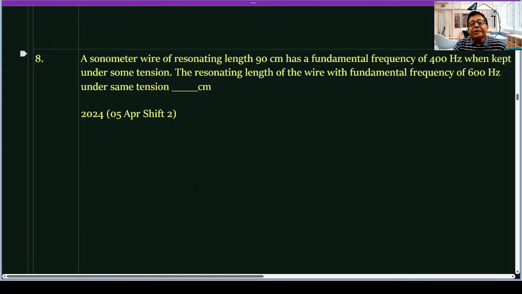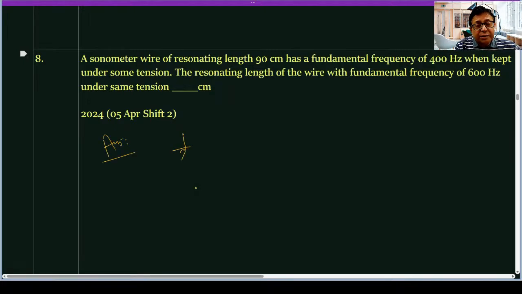A sonometer wire of resonating length 90 cm has a fundamental frequency of 400 Hz when kept under some tension. Questions are coming mainly from these two topics: standing waves in pipes and standing waves in strings. The sonometer wire has length 90 cm and fundamental frequency 400 Hz under some tension.